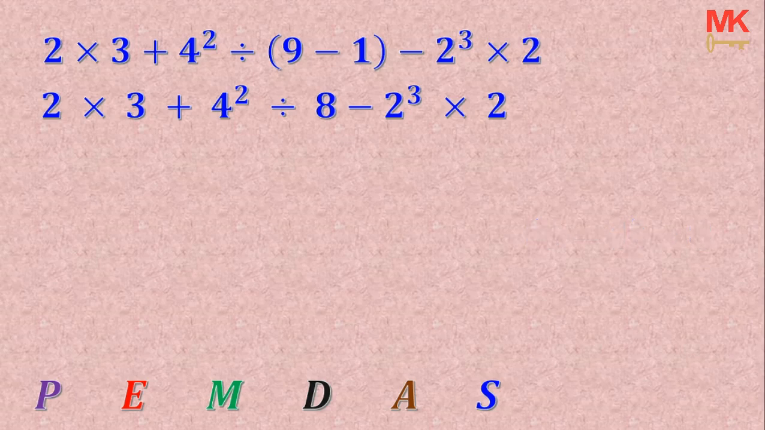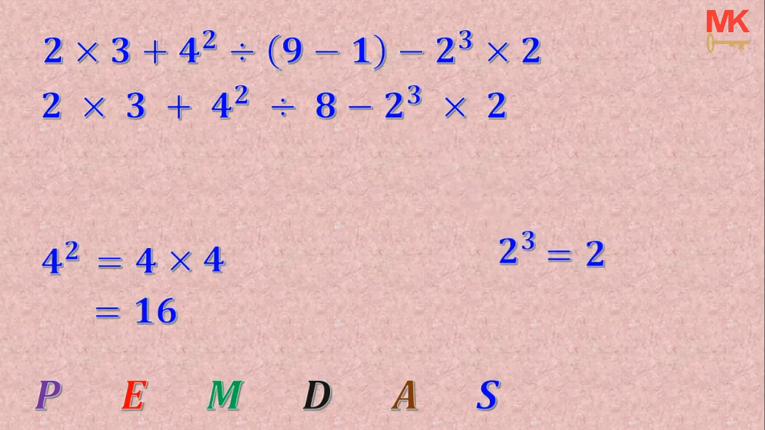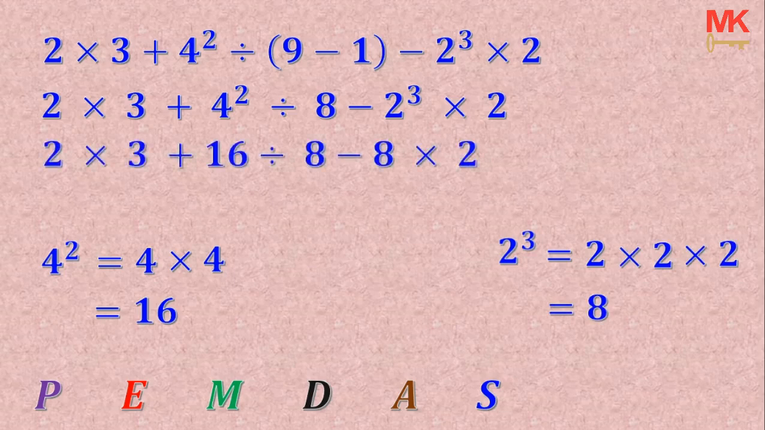Okay, now the next, according to the rule, after the parentheses are the exponents. We can see two numbers there with exponents. The 4 has an exponent of 2, and the other 2 by your right has an exponent of 3. All right, so we deal with the exponents. 4 squared gives us 4 times 4, and that gives us 16. And 2 cubed, you see, gives us 2 times 2 times 2, which is 8. And so our new expression becomes 2 times 3 plus 16 divided by 8 minus 8 times 2. We have only replaced the exponents 4 squared and 2 cubed with the numbers 16 and 8 respectively.